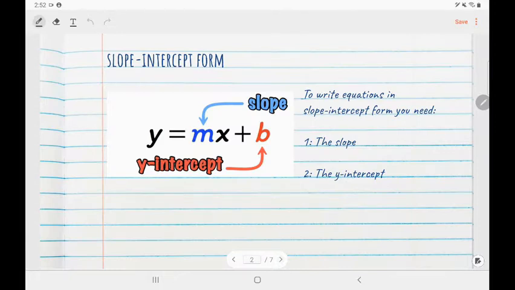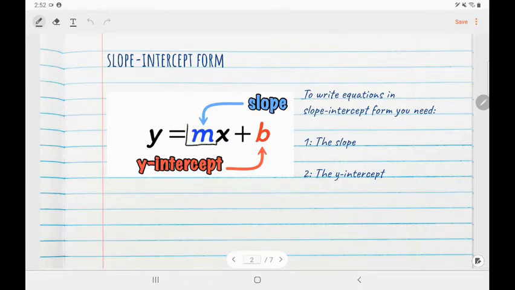To begin with, it is important to know what format I'm going to use to write my equation. We are going to use the slope y-intercept form because it lets me identify a slope from a graph and a y-intercept from a graph and write my equation. So the formula that I'm going to use is y equals mx plus b.